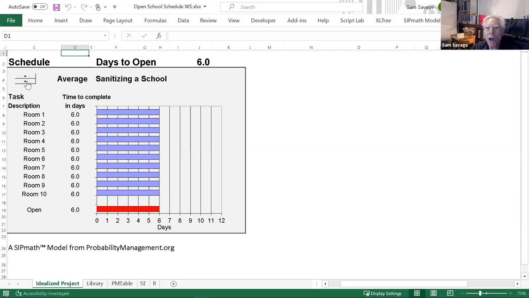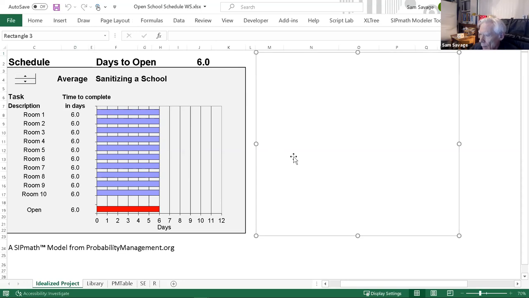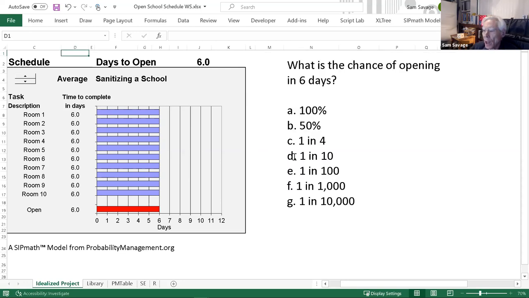Arithmetic can tell you that X plus Y equals Z. The arithmetic of uncertainty says, what do you want Z to be? Here are the chances. My guess is you don't have a standard protocol for doing that, but here's your first chance. What is the chance that the school will open in 6 days? Remember, that could happen or that could happen. Thousands of things could happen. The school doesn't open until all 10 rooms are open, right? This red bar shows the maximum of those.